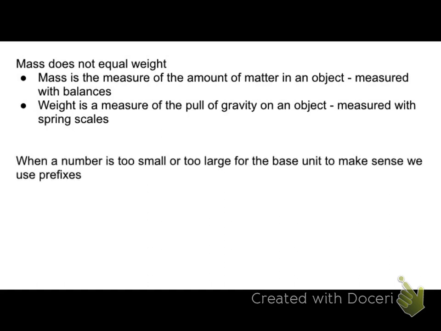When we have a number that is either too large or too small for the base unit to make sense, we're going to use a prefix. So imagine you were trying to measure the distance between here and Norfolk in meters. It's going to be a very, very large number, right? If you imagine a meter is like 3 feet, essentially. So if you're measuring the distance between here and Norfolk in meters, you're going to get this very large number that's going to be very hard for people to mentally understand and for you to use in calculations. So we might use a prefix on it.